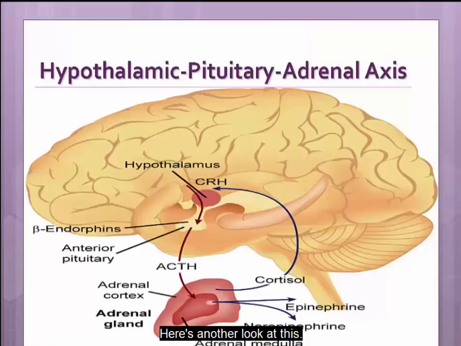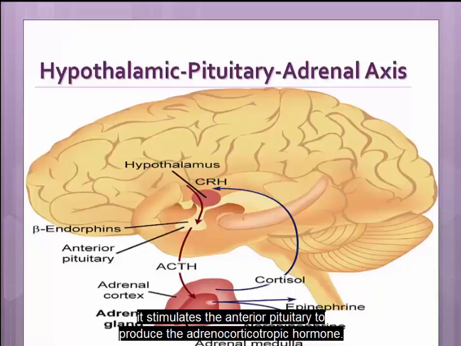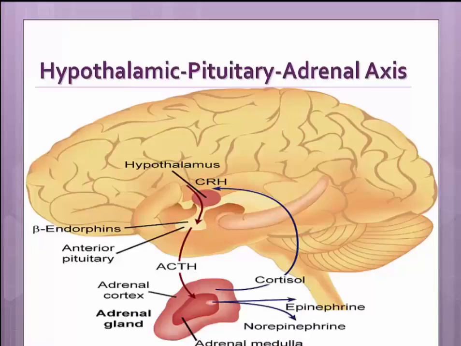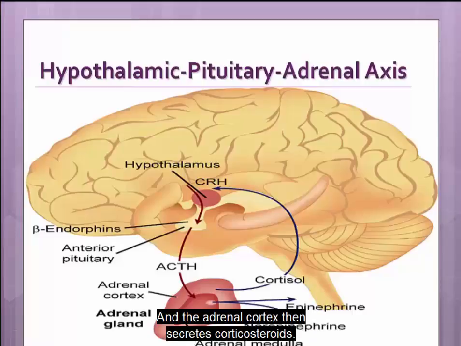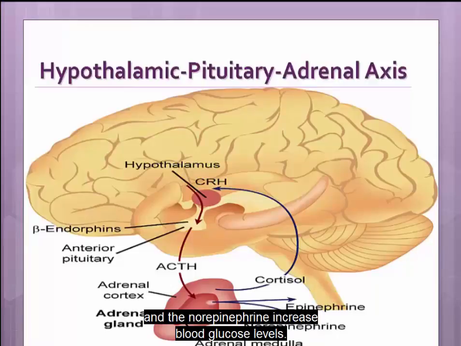Here's another look at this. Stress activates the hypothalamic pituitary adrenal axis. So when the hypothalamus releases the corticotropin-releasing hormone, it stimulates the anterior pituitary to produce the adrenocorticotropic hormone, and the adrenal cortex then secretes corticosteroids. The physiological effects of cortisol increase blood glucose levels. So this then potentiates catecholamine action on the blood vessels and inhibits the inflammatory response. The release of the cortisol, the epinephrine, and the norepinephrine increase blood glucose levels.